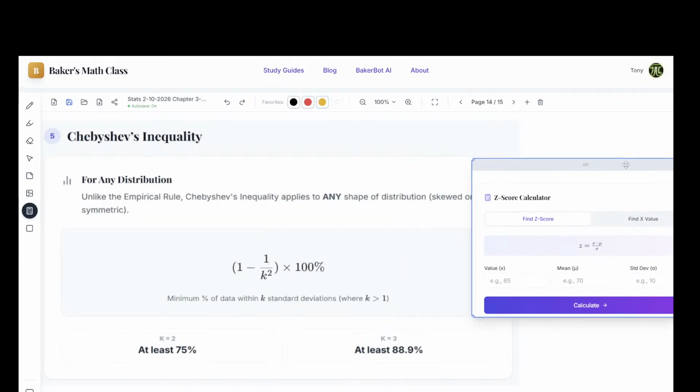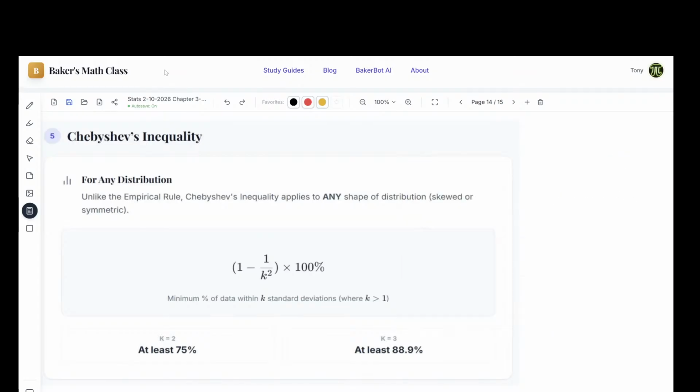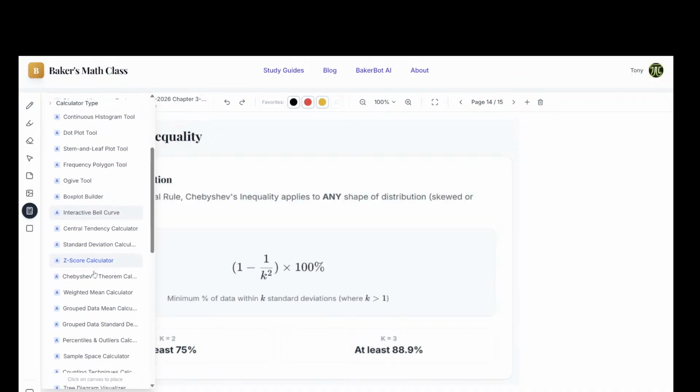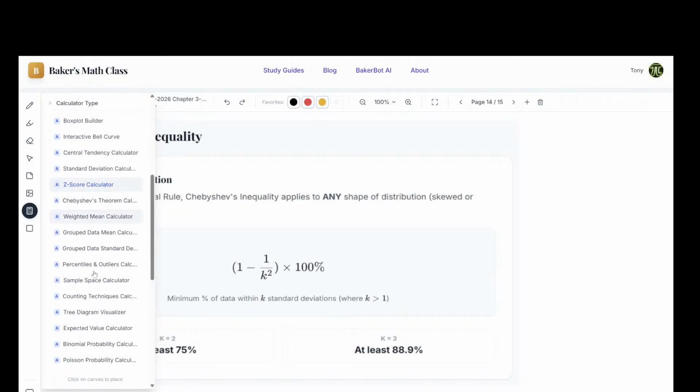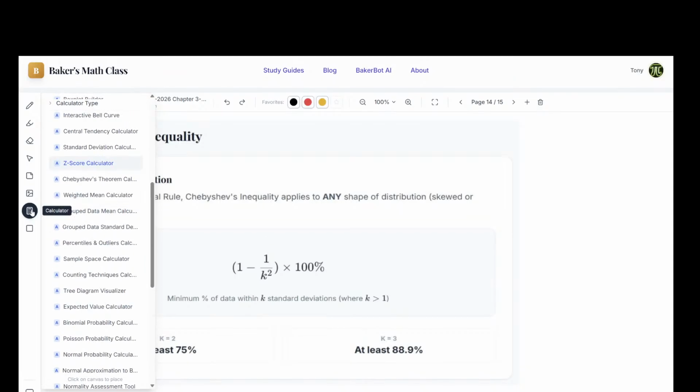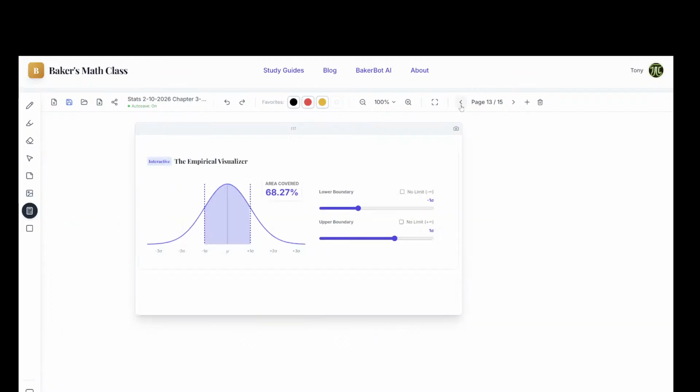Nope, that's not what I want. That is not going to help me. I need to fix this calculator, make this a little better.